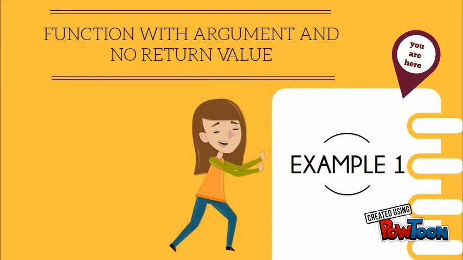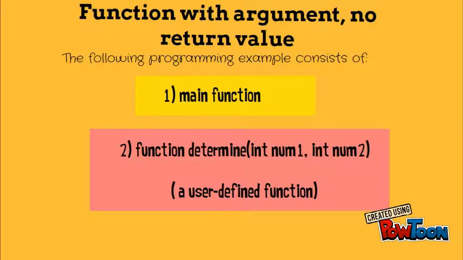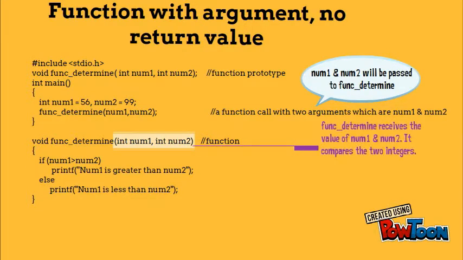Okay, the next type of function is a function with argument and no return value. The next example consists of the main function and a user-defined function, which is function determine with two parameters, which are num1 and num2. So in this program, num1 and num2 will be passed to function determine. The function will determine which number is greater and then display the result.